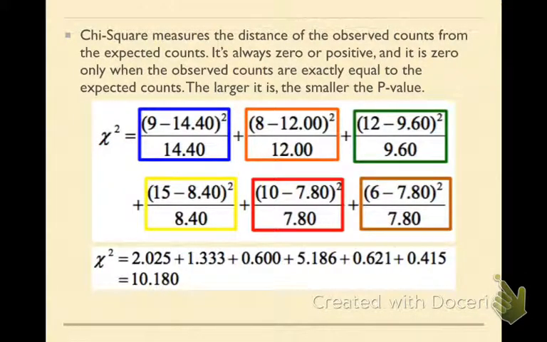What shows right here is a very good picture of all the components of the chi-square for this particular example. As you can see right here, you're calculating the chi-square for each different category and just adding them up, and you get this number right here, this magical gray number, 10.180. That's the chi-square value.